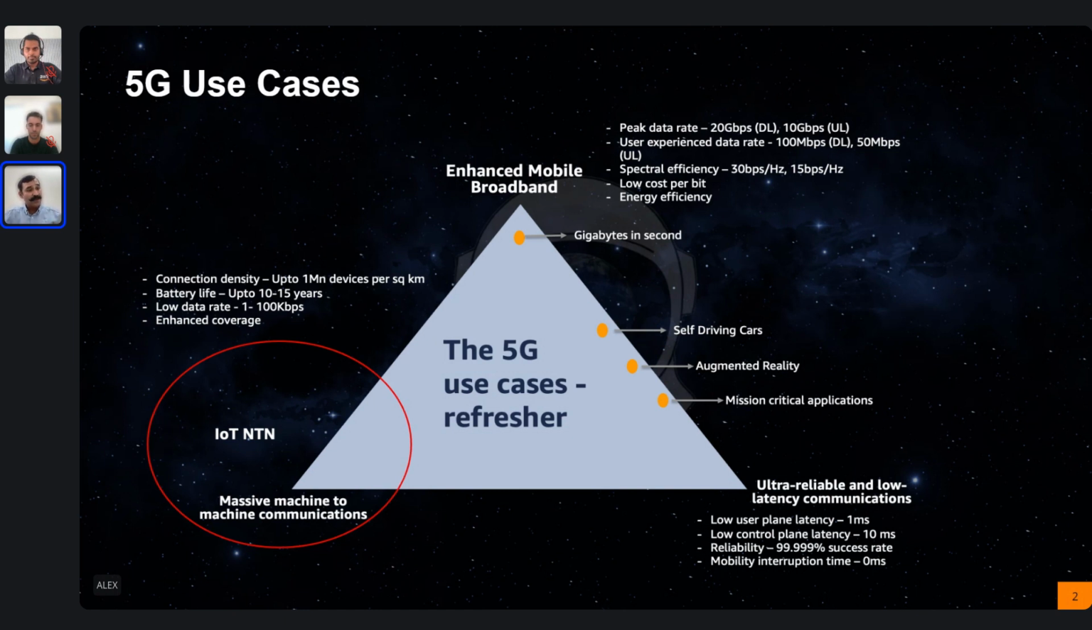And for different applications, we can also expect low data bandwidths from 1 kilobit per second to 100 kilobits per second. And this means we are talking about enhanced coverage. That's the power of 5G. If you can go to the next slide, please.